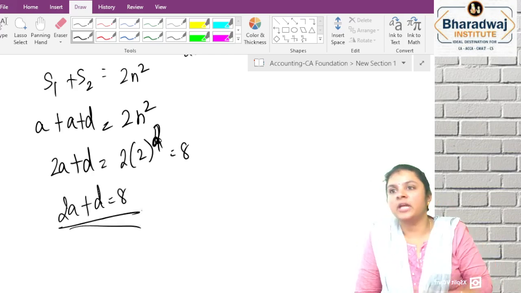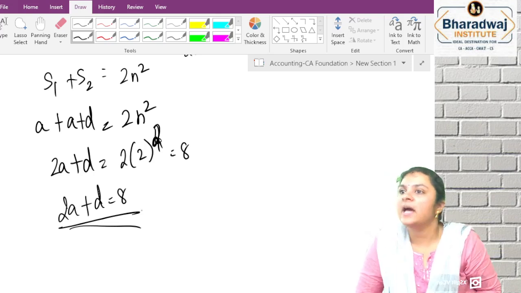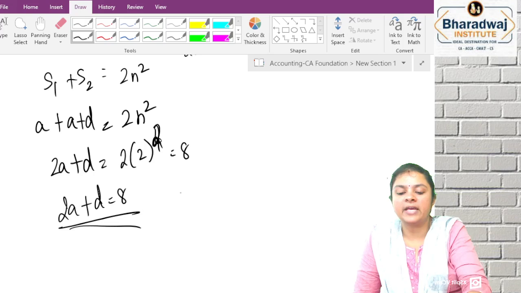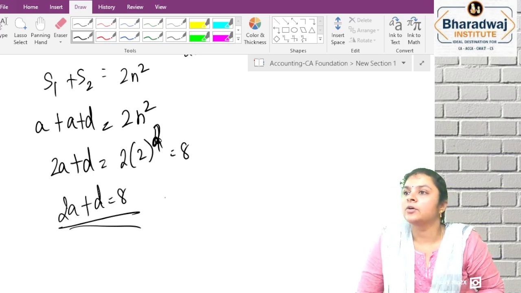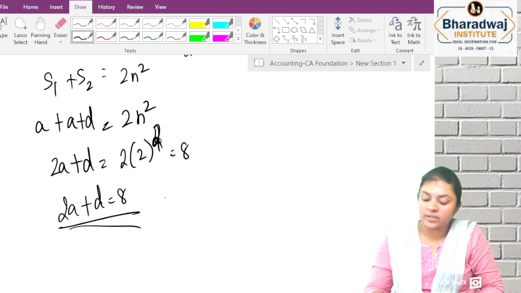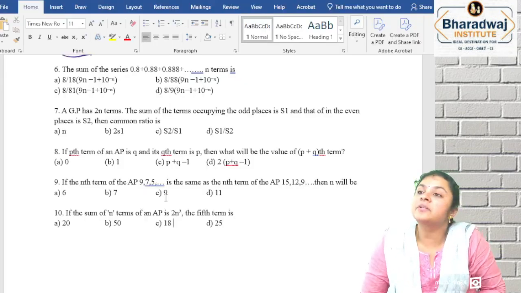You have come to an equation in just two steps, instead of going round and round. Okay, now you have found out 2a plus d is equal to 8, or d is equal to 8 minus 2a. Now they are asking what is the fifth term. So, we need some value for a to get the answer.